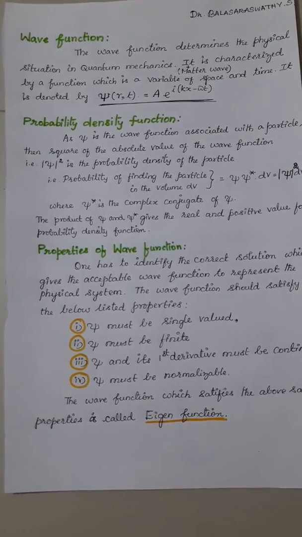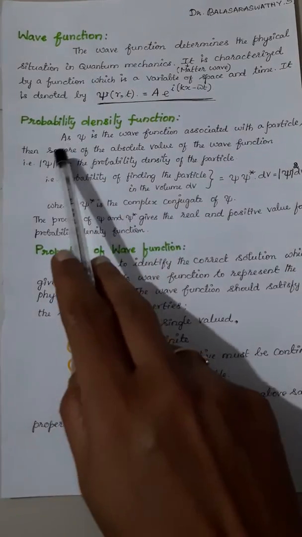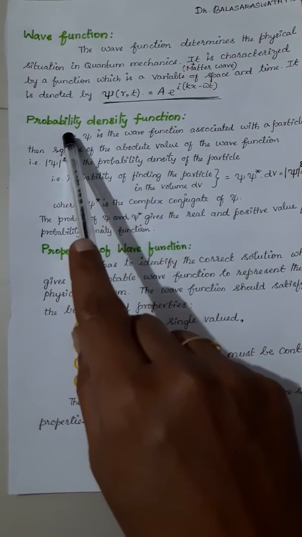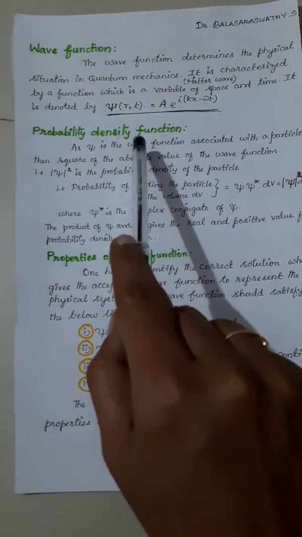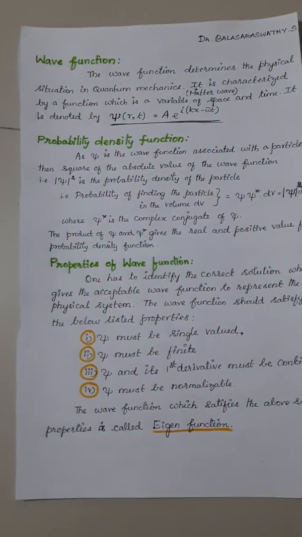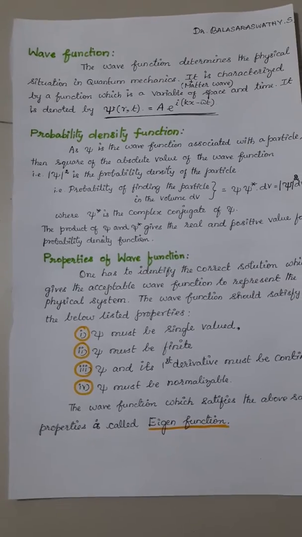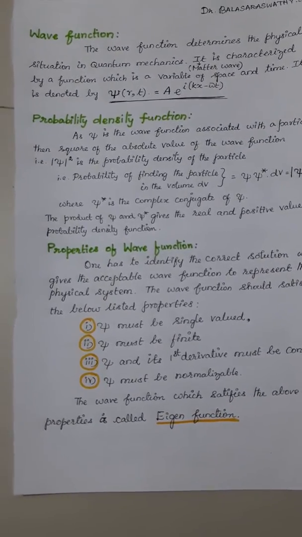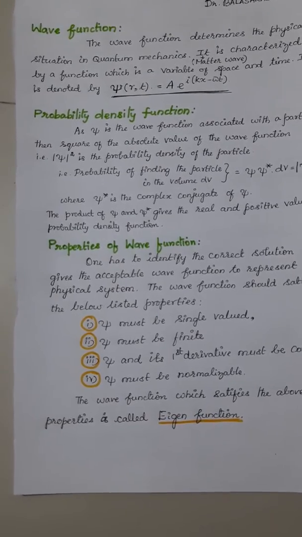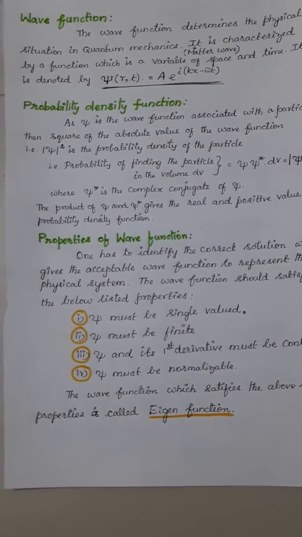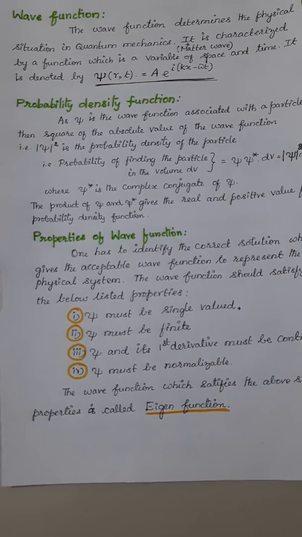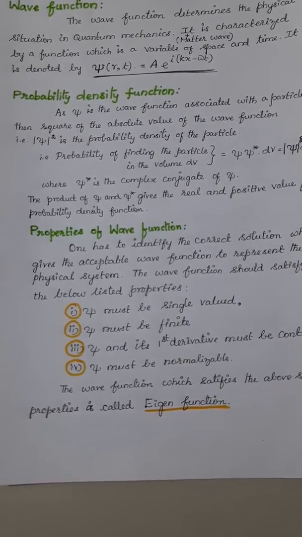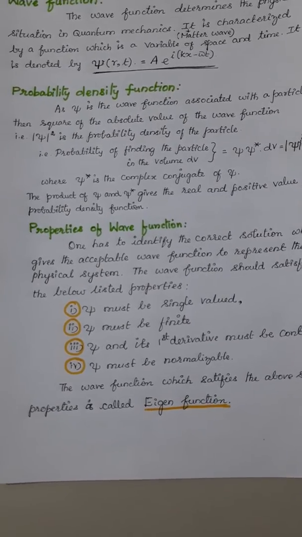To obtain the physical significance, we go to a term called the probability density function. In classical mechanics, the square of the magnitude of an electromagnetic wave gives you the energy density, or we can say the radiation density. In the same way, in quantum mechanics, we can explain the wave function that is associated with any particle.